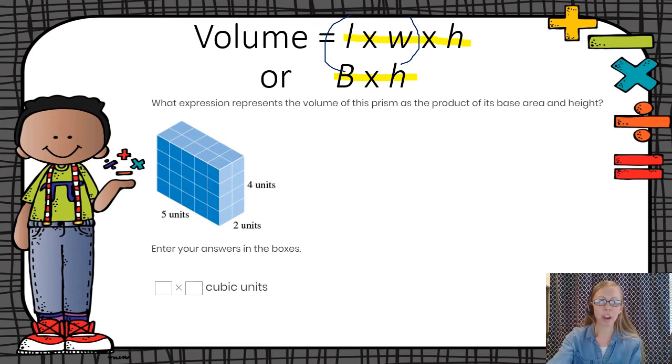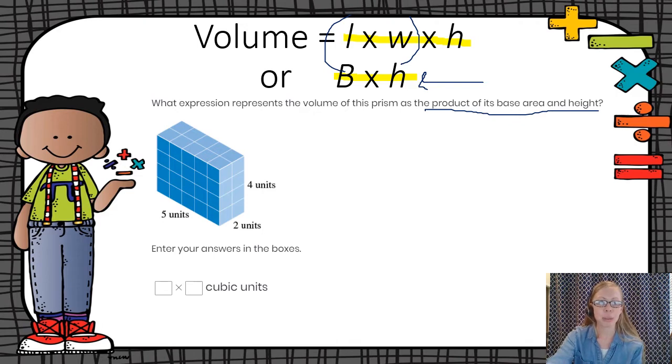So if you are given a rectangular prism, such as the one here, this question asks, what expression represents the volume of this prism as the product of its base area and height? That means the second formula here, area of the base times height. So we first want to find that area of the base. We want to do length times width.